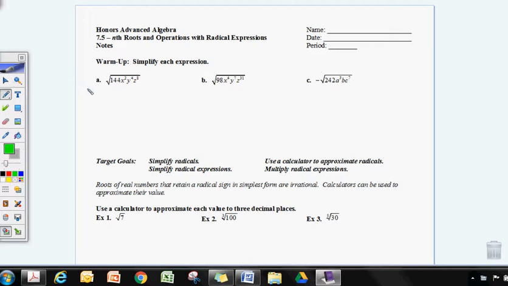Okay, so something that you need to remember from Friday is the unwritten index is 2, so I need to know my perfect squares. My perfect square of 144 is 12. 2 divided by 2 is 1, so there's an x that comes out. 4 divided by 2 is 2, so there's a y squared that comes out. 8 divided by 2 is 4, so there is a z to the 4th that comes out. Everything's out. That's my answer.